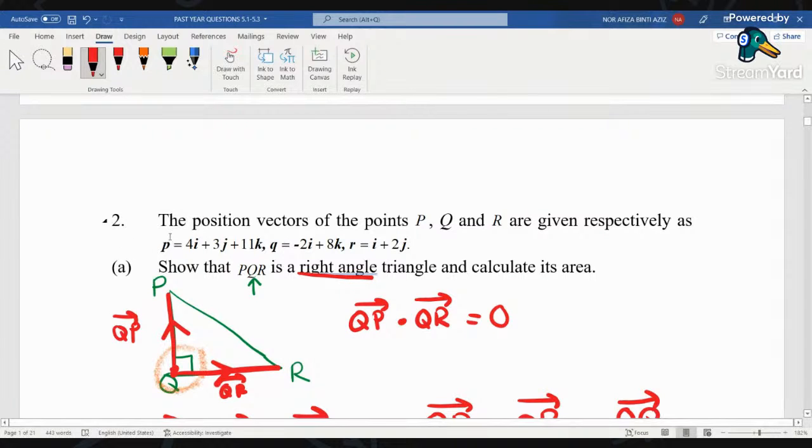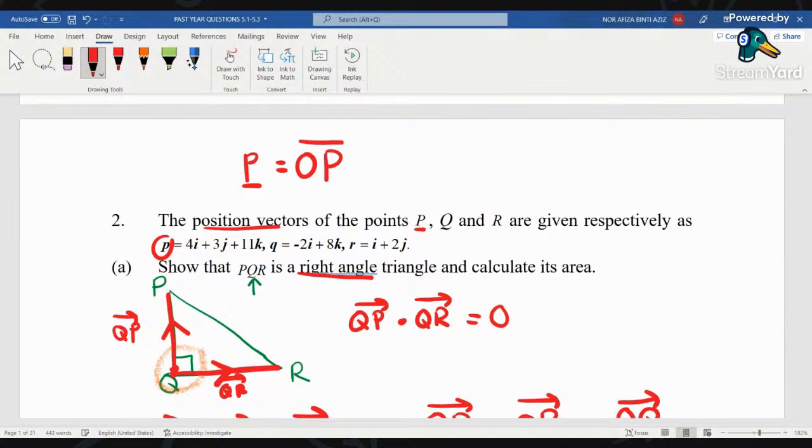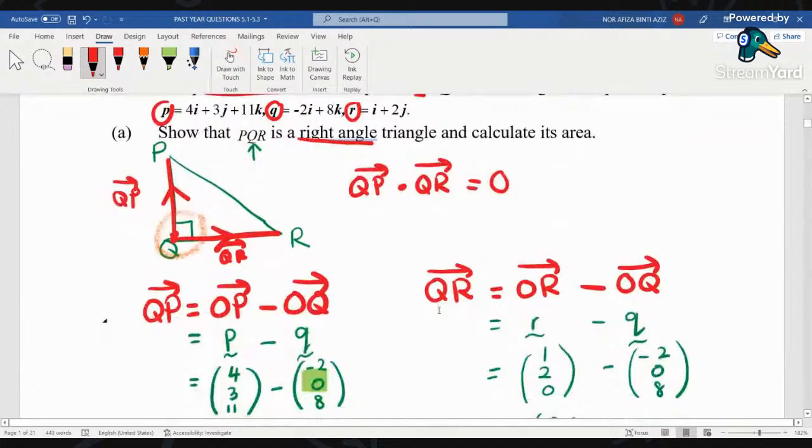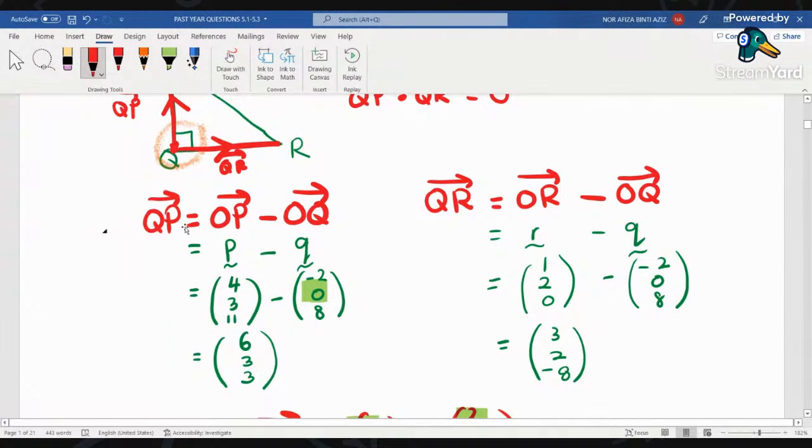Okay, so we are given P, Q and R. P over here is the position vector of point P, which means that P is actually the position vector of P in the Cartesian, so it is OP. Q is OQ and R is actually OR. To find QP and QR, we need to calculate QP by writing OP minus OQ. Remember to take the vector at the back minus the vector in front. So OP is P, OQ is Q, and then solve.